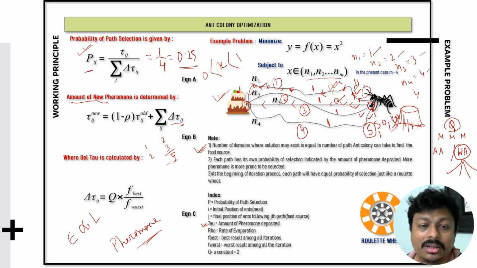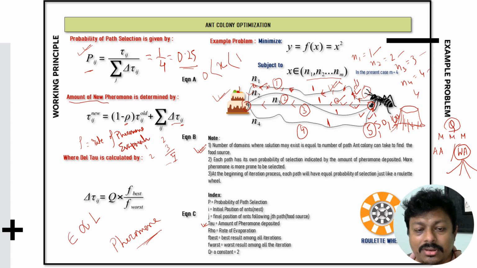Now what is rho? Rho is the rate of pheromone evaporation. I have already discussed the role of evaporation here. Of course, this depends upon time, but initially we take it as 0.5, or sometimes it is assumed that a constant rate is 0.5.